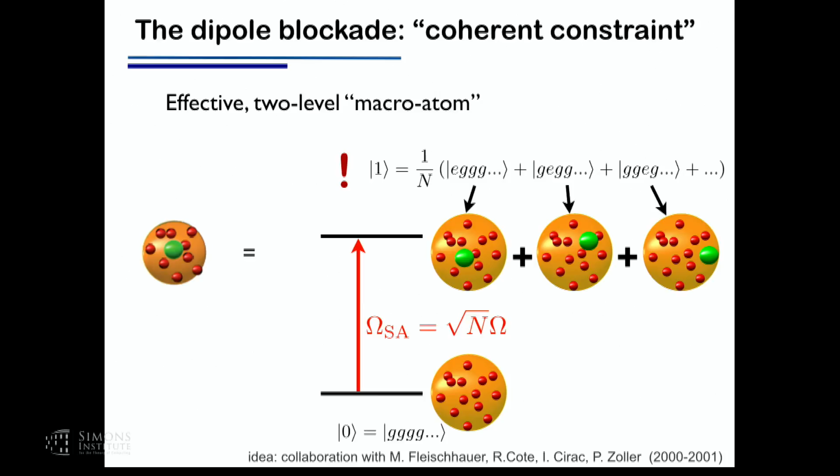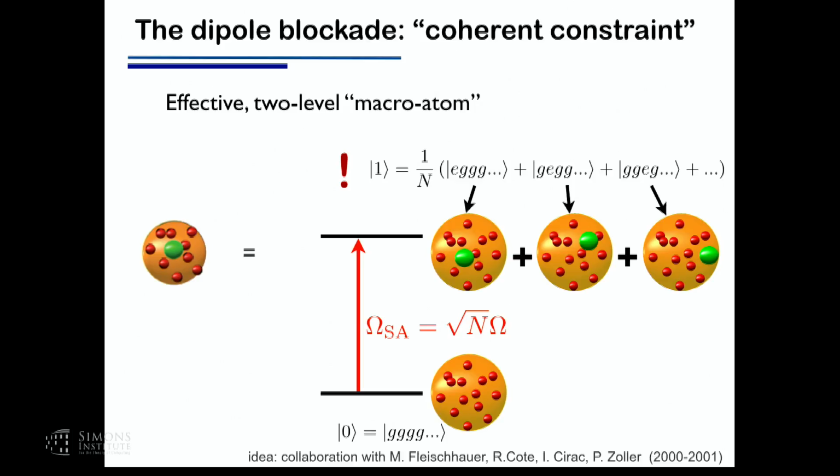And of course, if you excite this cloud of atoms homogeneously, there will be no preference. You can excite one atom or another, and you will create this kind of superposition state. So the characteristic signature of that is that, because you have n absorbers waiting to absorb, the probability of excitation will increase by n, or if you want, the Rabi frequency will increase by the square root of n. And this square root of n enhancement is characteristic signature of this dipole blockade.